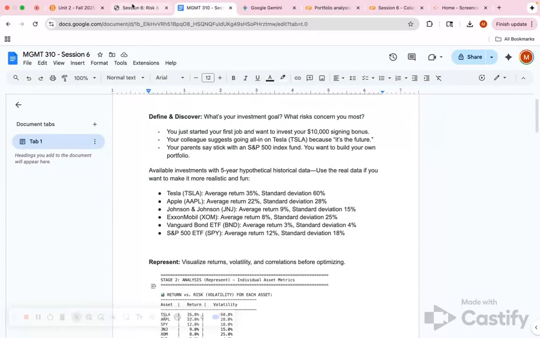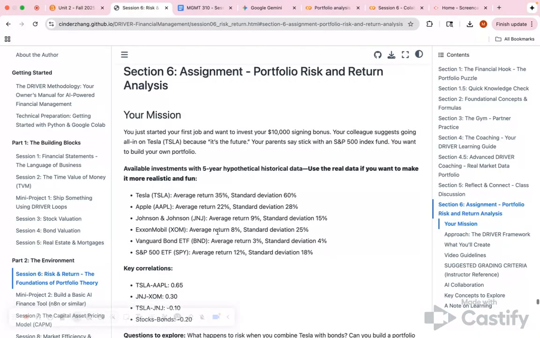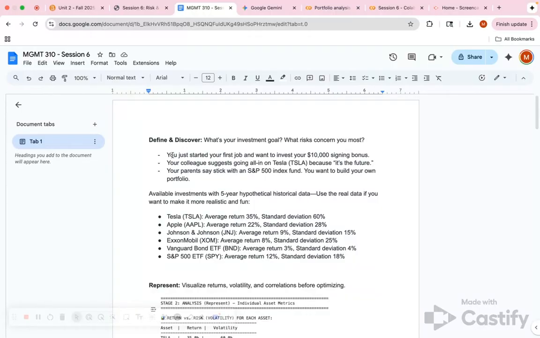So I just took this assignment part, which tells us you just started your first job and want to invest $10,000 of your signing bonus. Your colleagues suggest going all in on Tesla because it's the future, but your parents say to stick with the safe S&P 500. So this gives us all of the hypothetical data. For my define and discover, I first just copy and pasted, which we already know because it came straight out of there: the $10,000 bonus, it's the future, and the S&P index.